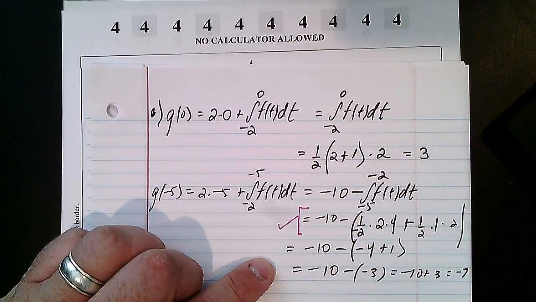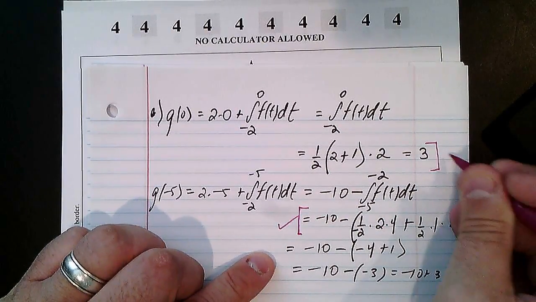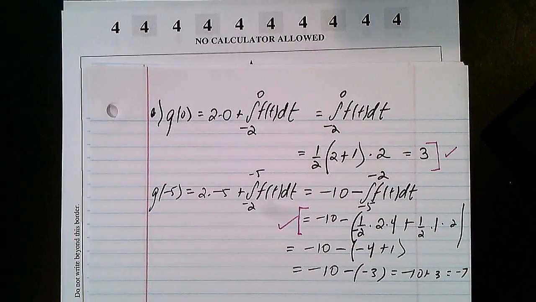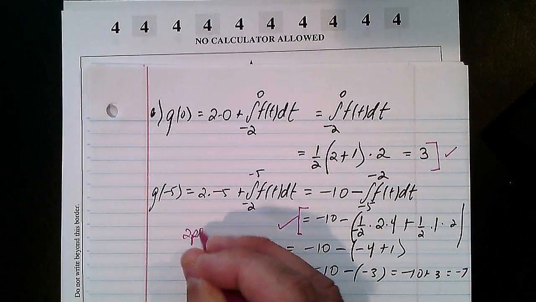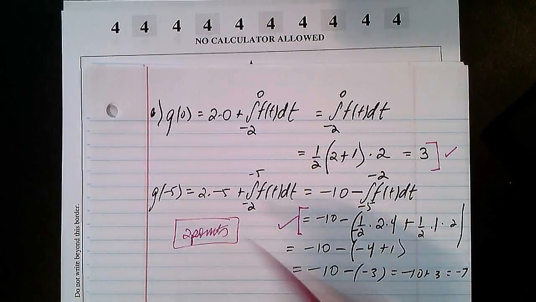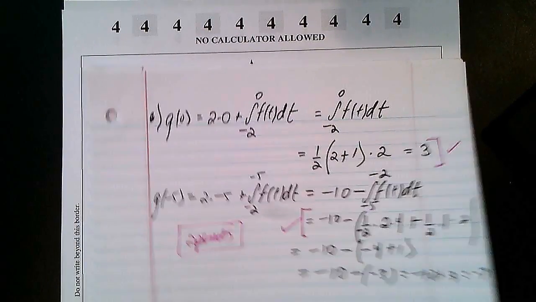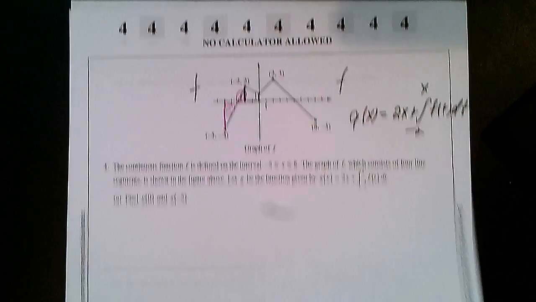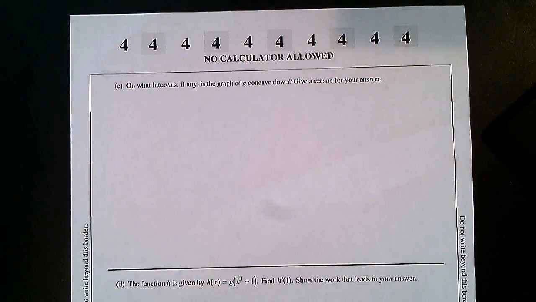So 1 point here, 1 point for correctly evaluating g of 0. In total, 2 points for part A. All right, let's look at part B. And I'm going to fold the paper up a little bit again so I can see part B.